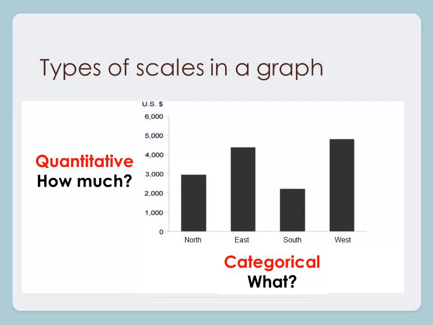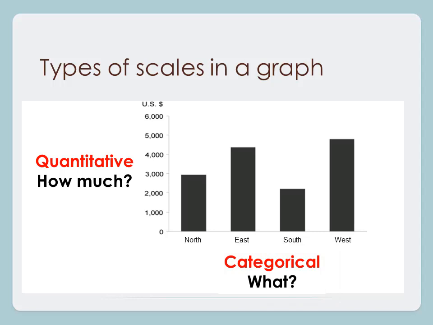When we think of a representation of quantitative data, we must think in terms of two aspects. One, how much are we talking about? The quantitative data itself. And then what we are talking about, the data from the categorical perspective.